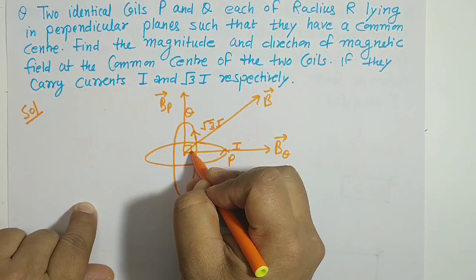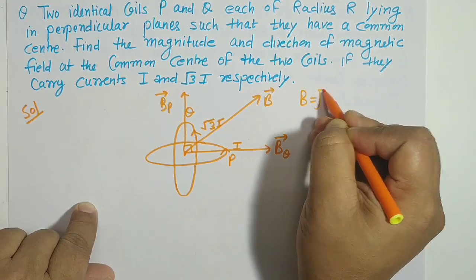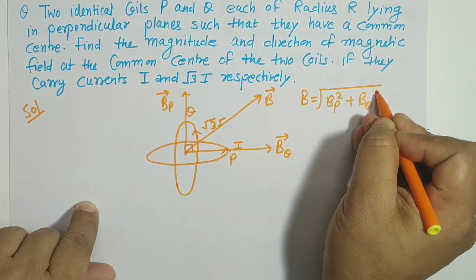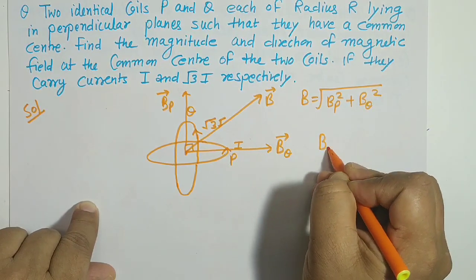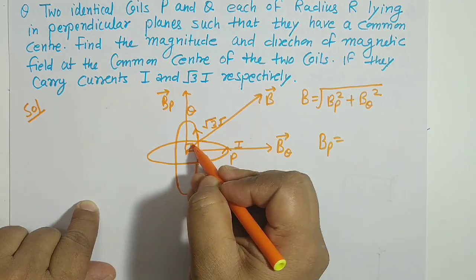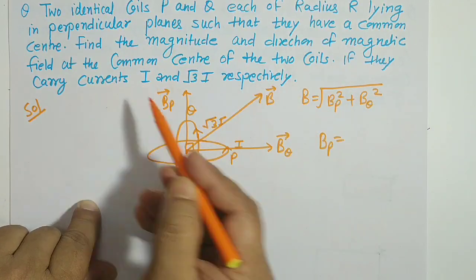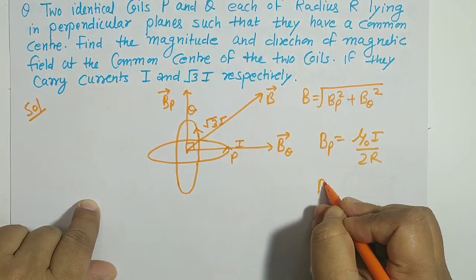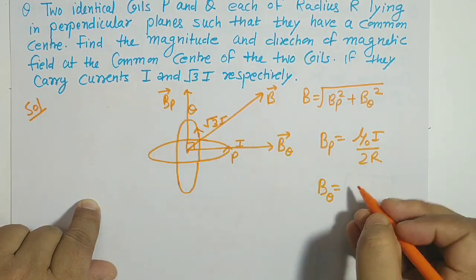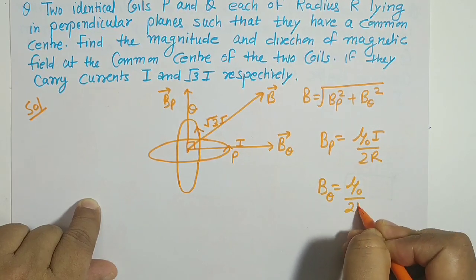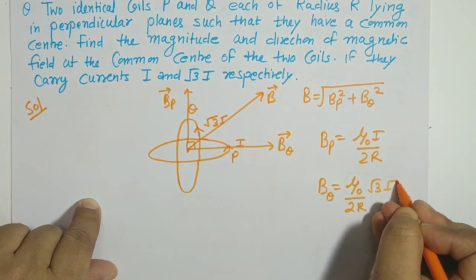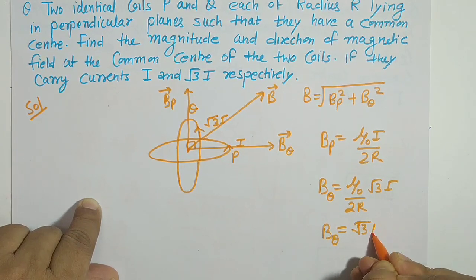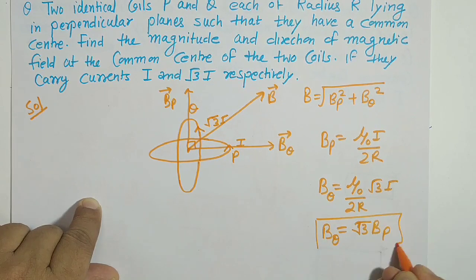I think all of you know this angle is 90 degrees. So by the parallelogram law, B is the square root of BP square plus BQ square. Now what is BP? BP is the magnetic field at the center of coil P, and for coil P the current is I, so it will simply be mu naught I by 2R. But for BQ the current is root 3 I, so it will be mu naught upon 2R into root 3 I. So simply we can say that BQ is root 3 times BP.